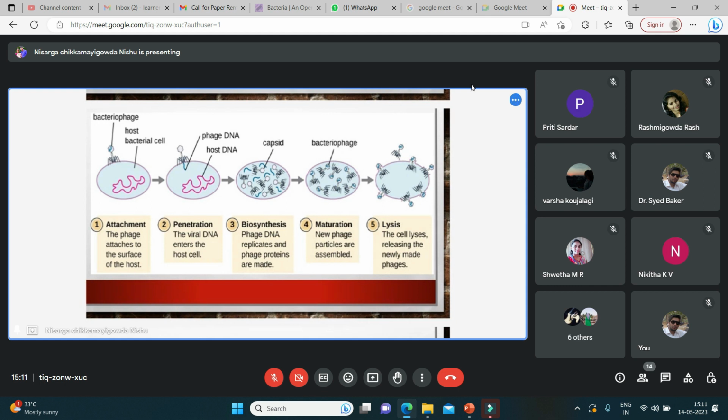Now the next step is penetration, which varies from one virus to another. It basically means the virus has entered into the host cell, or at least the genome of the virus has entered into the host cell. This is followed by the third step, that is biogenesis. Actually, the replication part comes here. Here, multiple copies of viral components are synthesized.